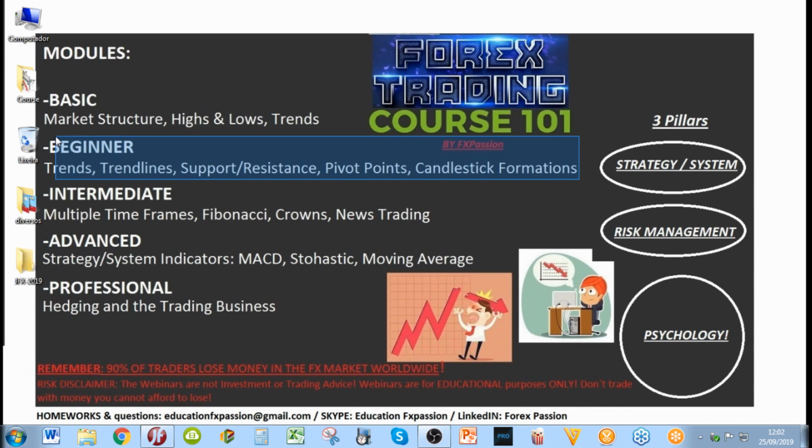Today's lesson is bullish and bearish candlestick formations in multiple time frames. This is one of the challenging lessons, everybody. It's a little bit complex.